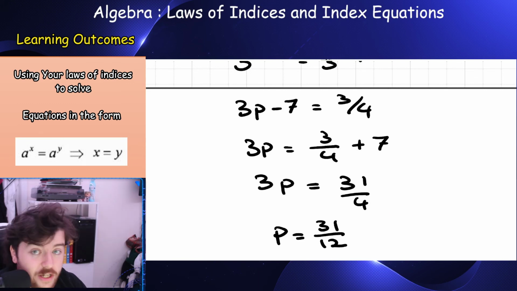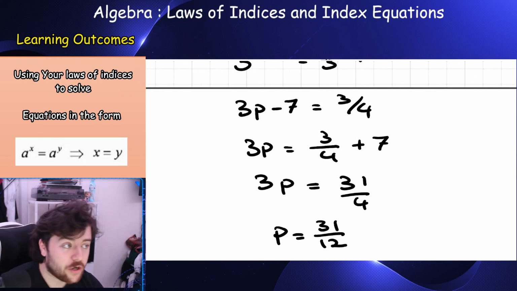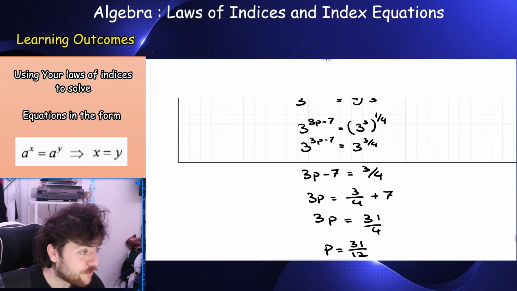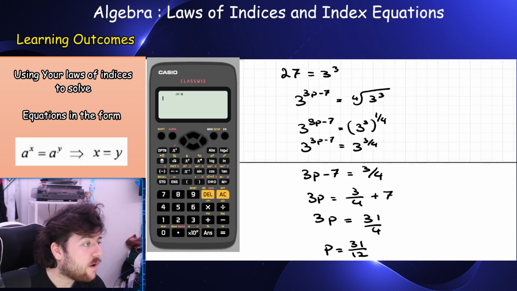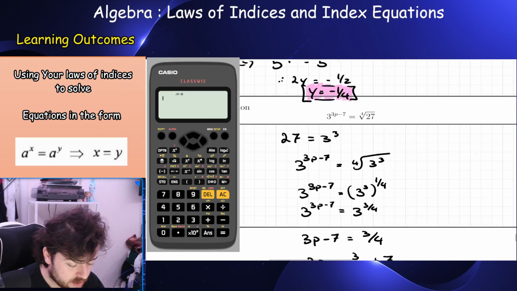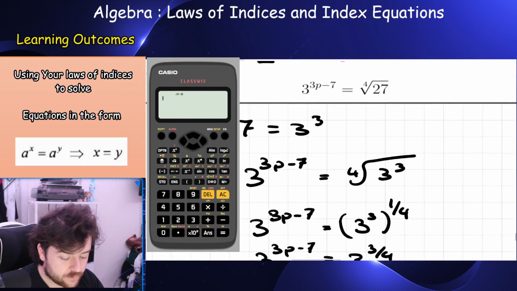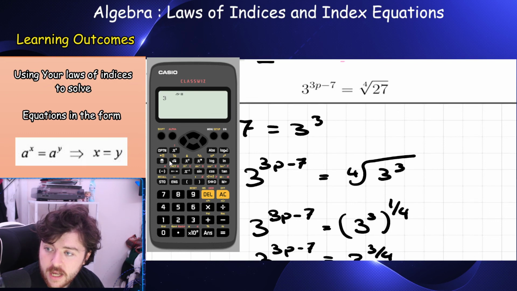I'm actually just going to double check on my calculator now, just to make sure I'm right and check my answer like a good mathematician, because I've not prepared this question beforehand. So let's hope I'm right. Let's whip up the old calculator here. I'm saying my answer is 31 over 12. So I have 3 to the power of 3 times p, so 31 divided by 12, minus 7, equals 2.28.